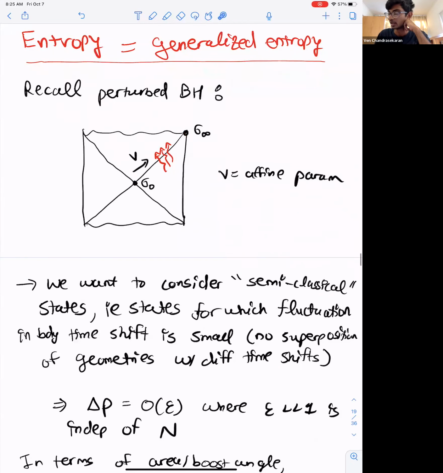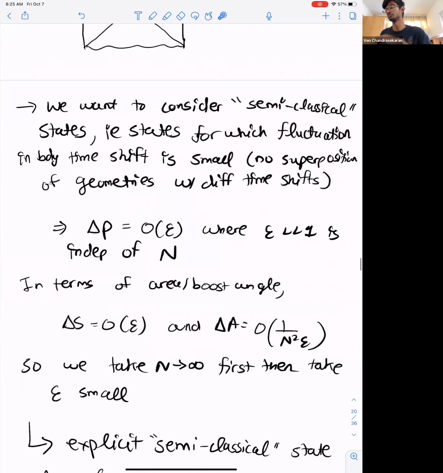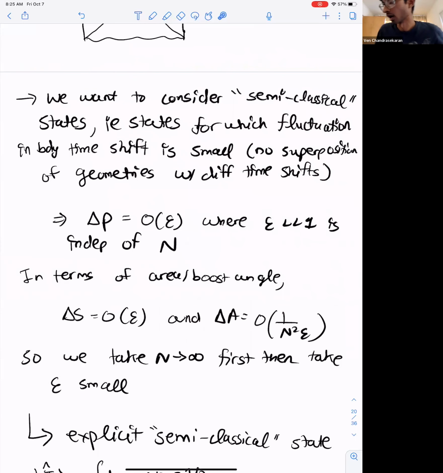Okay. And this point that was brought up a while ago about the fluctuation in the time, I'm going to just quickly go back to that. So we want to restrict ourselves to so-called semiclassical states. So states in which the fluctuation in the boundary time shift is small, because we don't want to consider states where we're considering superposition of geometries with vastly different time shift. It's not a very semi-classical situation.